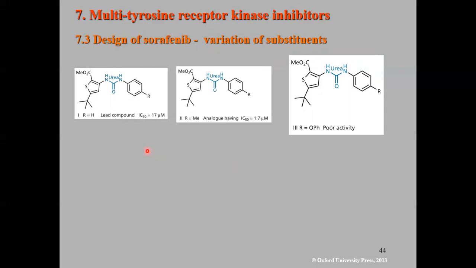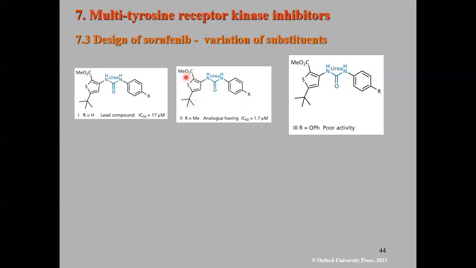Okay, so as I said in the previous slide, the IC50 for the lead compound is 17 micromolar. They tried, they used traditional medicinal chemistry, which means you change one group at a time. Okay, so you change the R group and you keep everything else.